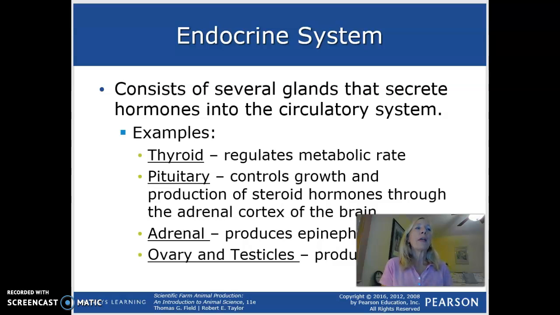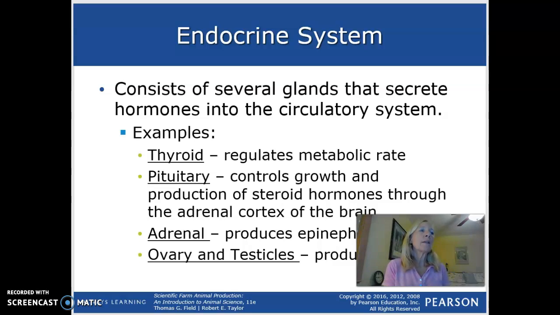So, for example, the endocrine system consists of the thyroid, the pituitary, the adrenal glands, the ovary, and the testes. The thyroid gland regulates your metabolic rate, so it has an effect on your appetite, and it also has an effect on growth. The pituitary gland is located at the base of your brain, and it's what we call the master gland. It controls so many functions in your body, and it has a huge impact on growth, production of hormones that affect your reproductive system, all different kinds of indirect functions.